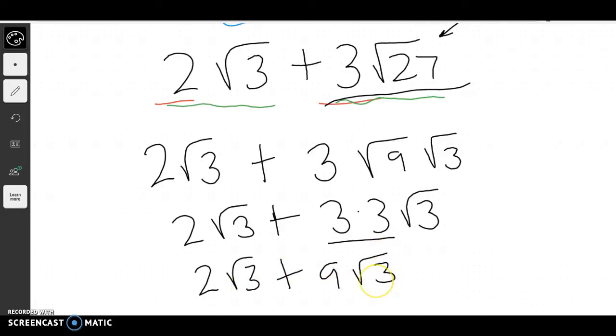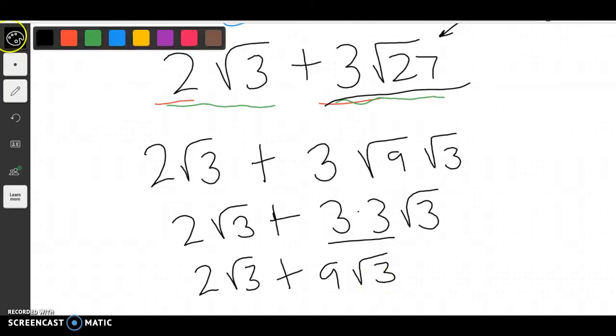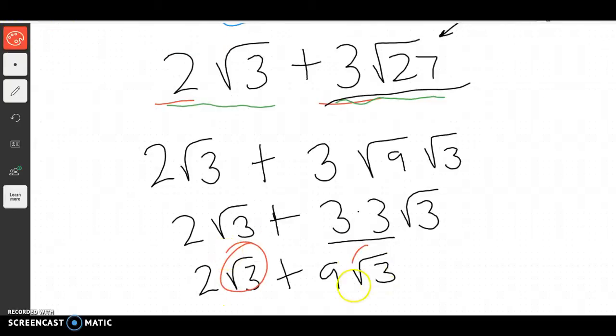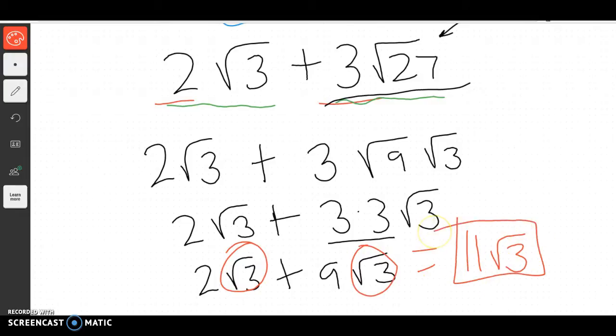We get radical 3. Now we can do this, because this radical 3 is a like term with this radical 3, and so we know that this would be 11 radical 3. Let's try to do another example of this type of problem.